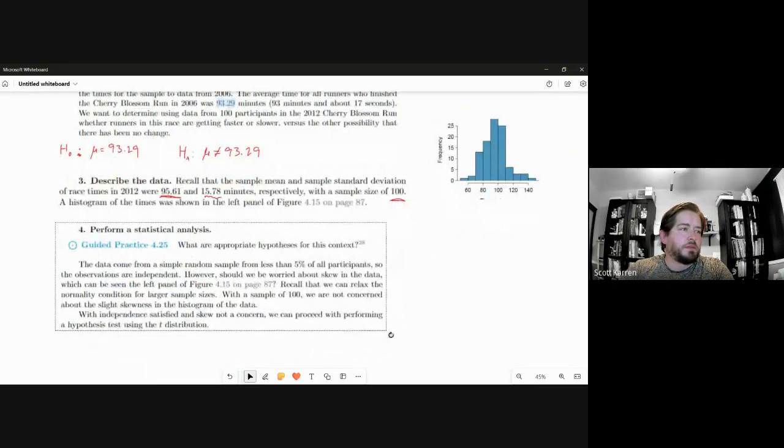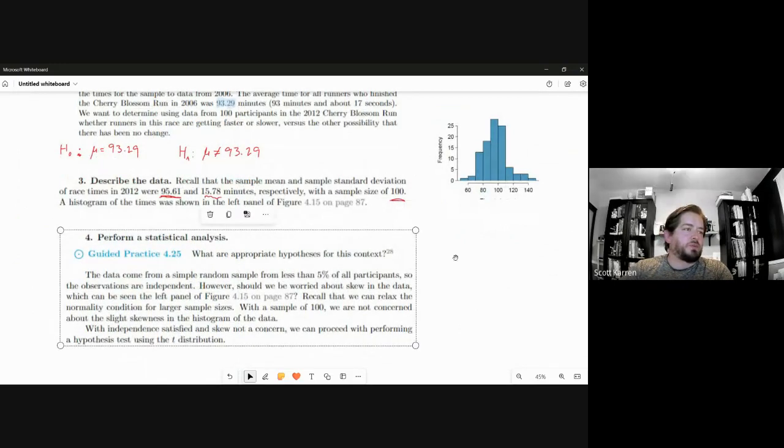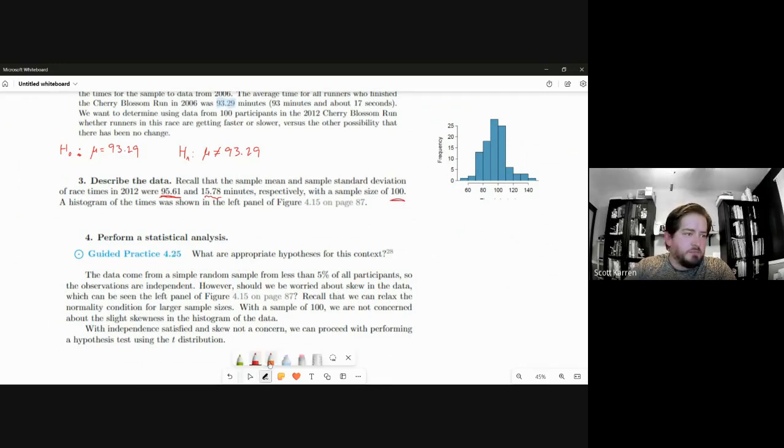It asks us what are the appropriate hypotheses for this context, right? That's what I just did. I jumped the gun, maybe, I don't know. But this is your H naught and your H alpha, right? And so done. And then the data come from a simple random sample from less than 5% of all participants.